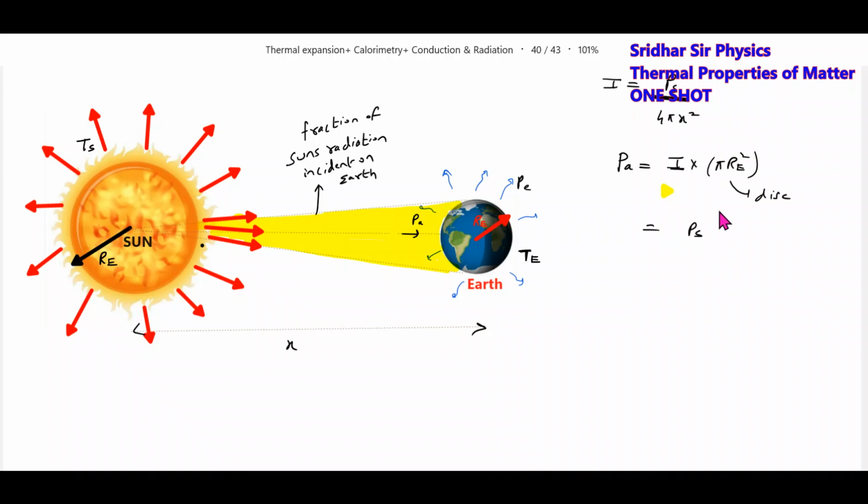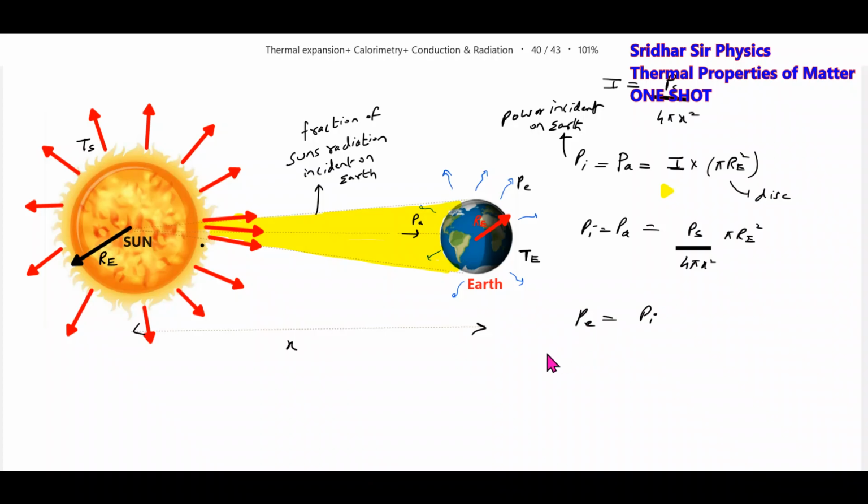Then this will be PS 4 pi x square pi RE square. There's a power incident on the earth. Then at equilibrium, the power emitted by earth should be equal to power incident.